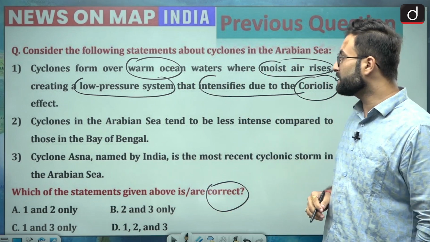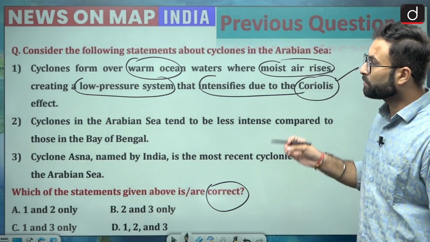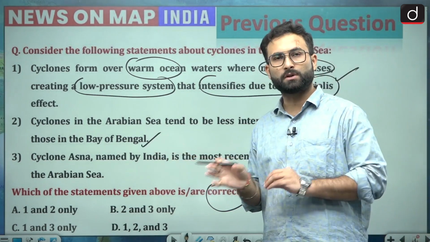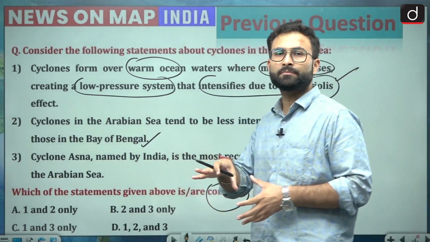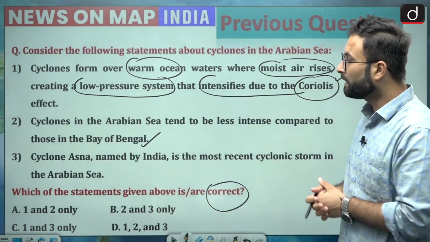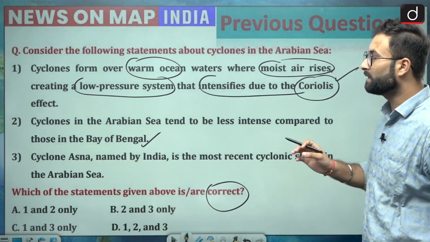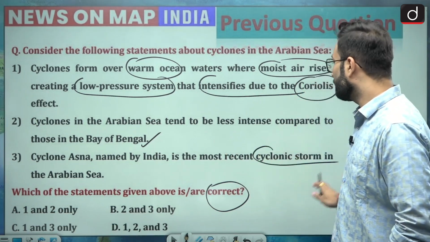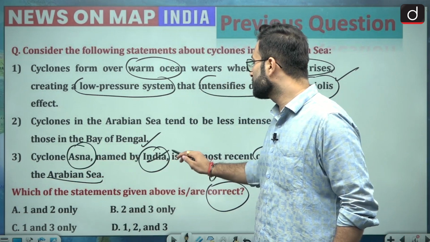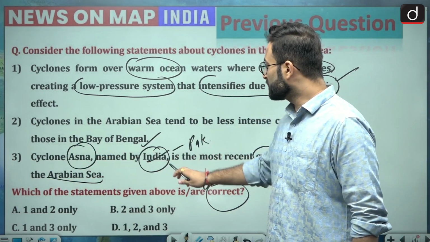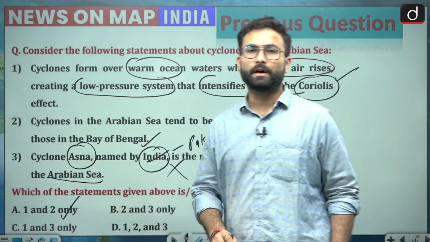Second, cyclones in the Arabian Sea tend to be less intense compared to those in the Bay of Bengal. This statement is also true. This is a factual statement, and it has something to do with the convections and the intensity of the convections in the Arabian Sea and the Bay of Bengal. We'll be talking about that later. Then statement 3, cyclone Asna, named by India, is the most recent cyclonic storm in the Arabian Sea. Yes, it is a cyclonic storm in the Arabian Sea, but the name Asna is not given by India. This name is given by Pakistan. So statement 3 is incorrect. 1 and 2 are correct, so option A, 1 and 2 only, would be the right answer.